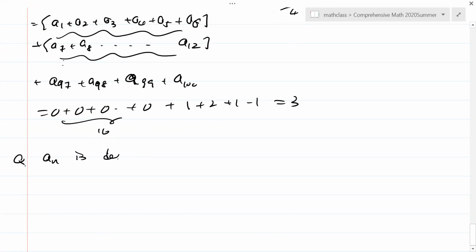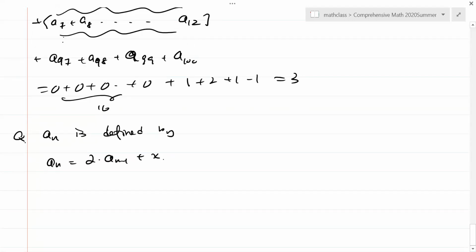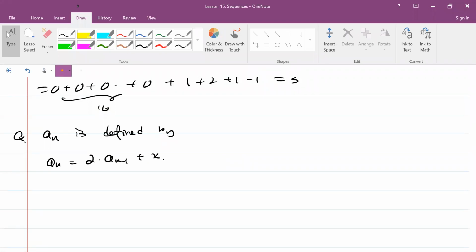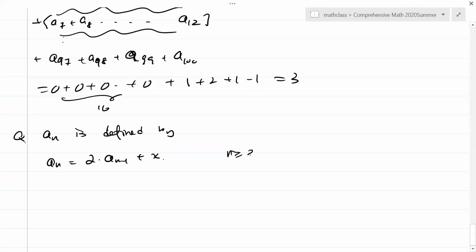A_n is defined by A_n equals 2 times A_(n-1) plus x. Okay. And can we find the general formula, if possible? And the first term, we don't know. The first term, we don't need to know, with n greater than 2, right? Yeah. And A1, let's call it A, okay?